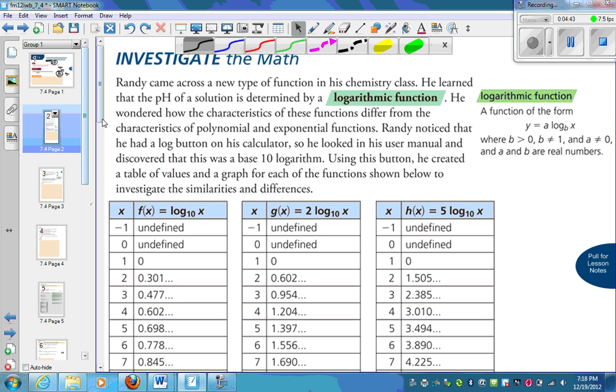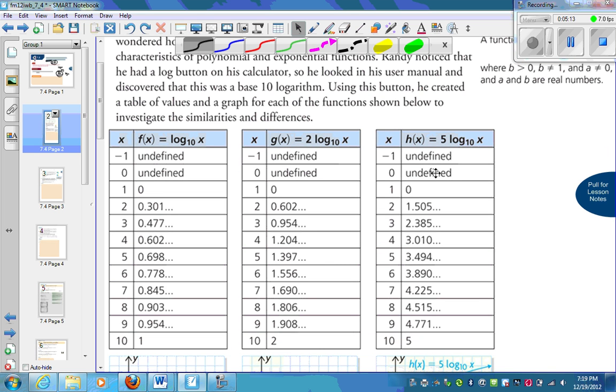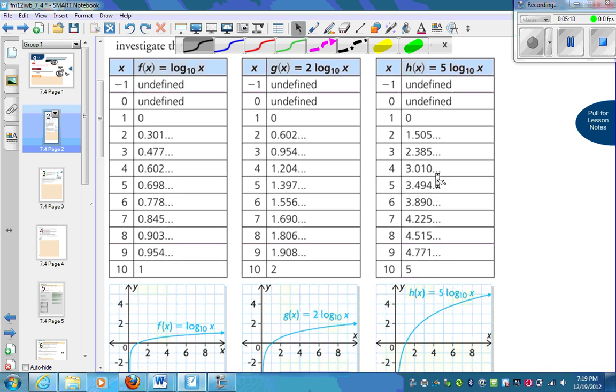Randy came across a new type of function in his chemistry class, and those of you that have taken chemistry may have seen this. He learned that the pH of a solution is determined by a logarithmic function. He wondered how the characteristics of these functions differ from the characteristics of polynomial functions, that was last chapter, and exponential functions, that was the beginning of this chapter. Randy noticed that he had a log button on his calculator, so he looked into his user manual and discovered that this was base 10 logarithm. Using this button, he created a table of values and a graph for each of the functions shown below to investigate the similarities and differences.